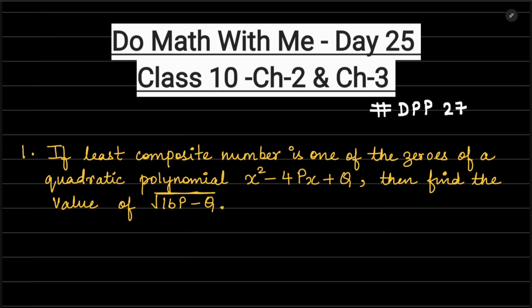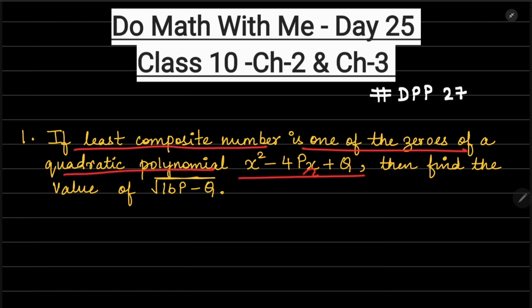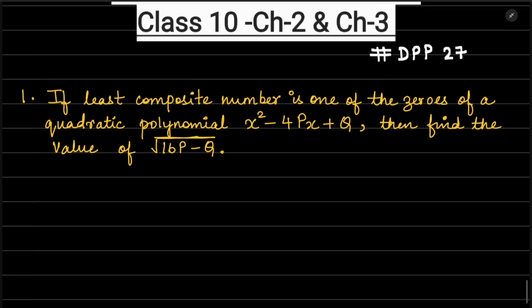So let's get started for today. The first question is from polynomials. The question is, if the least composite number is one of the zeros of the quadratic polynomial x square minus 4px plus q, then find the value of, you are asked to find root of 16p minus q. Okay, so let's get started.